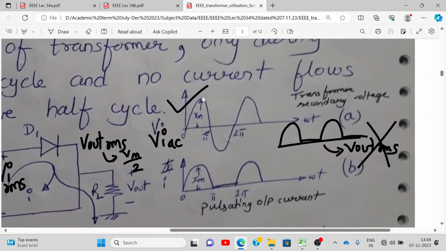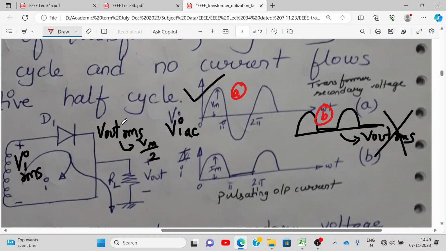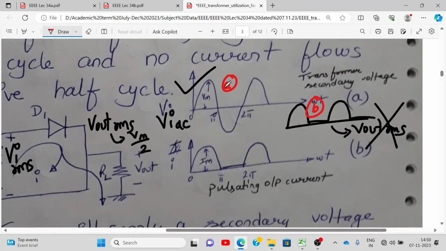Now, for a half wave rectifier, this is my AC input waveform, the secondary of the transformer, and these are my output waveform. Transformer secondary voltage. So, will I get V out RMS like this at the transformer secondary voltage, or will I get it like this? Let me mark. Will I get waveform A or waveform B at the secondary of the transformer? Alright, this VI RMS will be A or B.